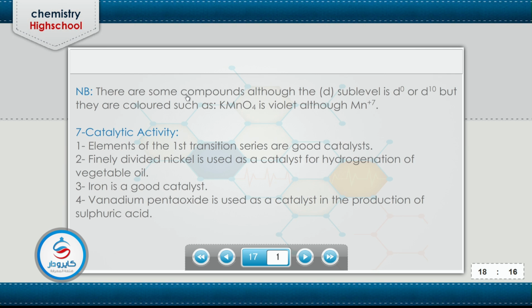Note that there are some compounds, although d has no electrons or d contains 10 electrons, but they are colored, such as potassium permanganate, which is violet, although the oxidation number of manganese in this compound equals 7.